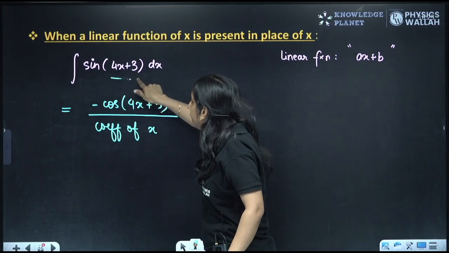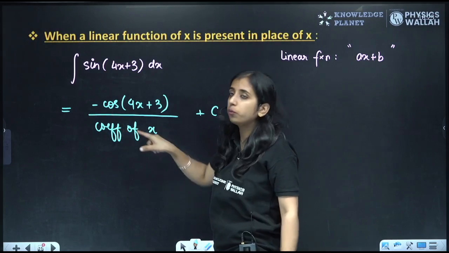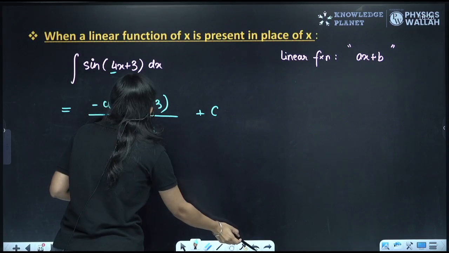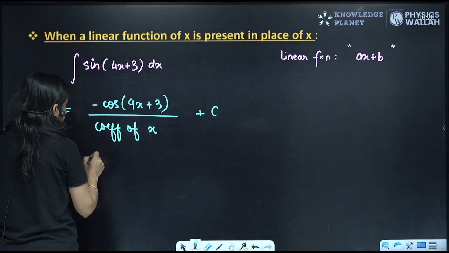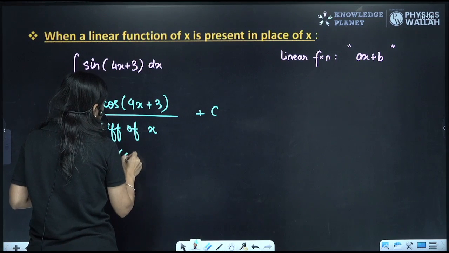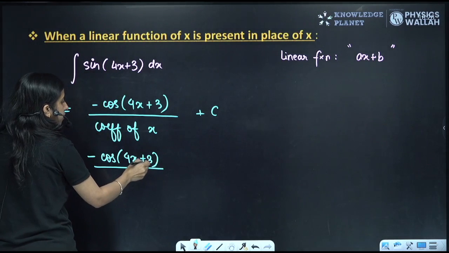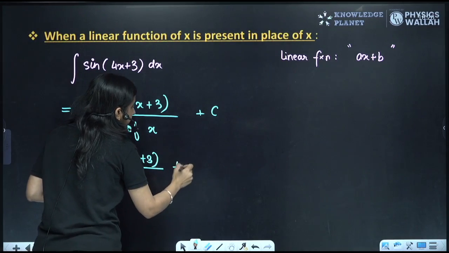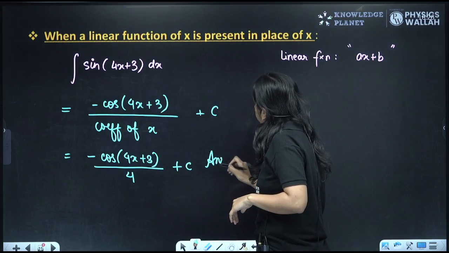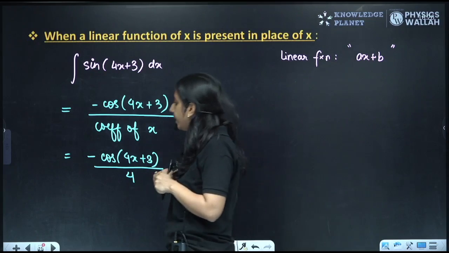Now because a linear function was present instead of x, divide this by the coefficient of x. What is the coefficient of x? This 4 is the coefficient of x. So we divide minus cos of 4x plus 3 by 4, plus c. This will be our answer. If a linear function is present in place of x, then we integrate it this way.